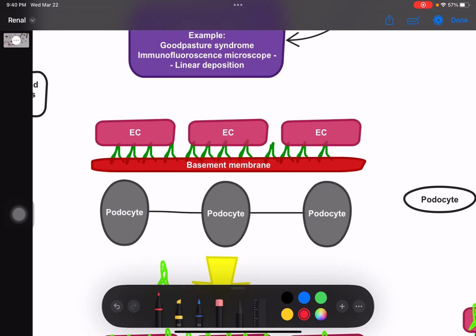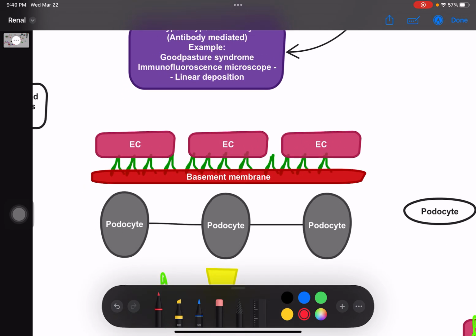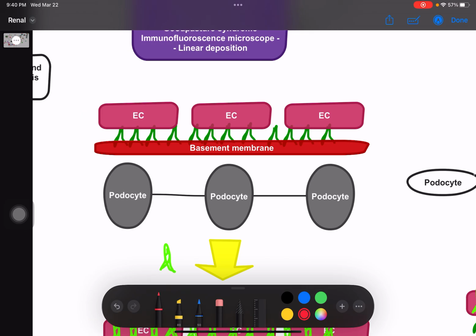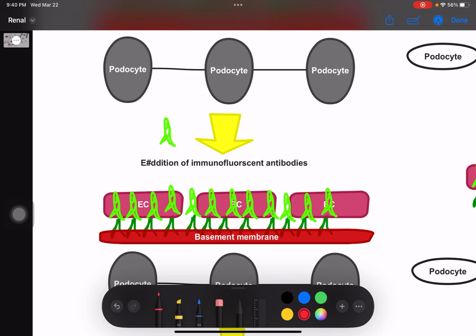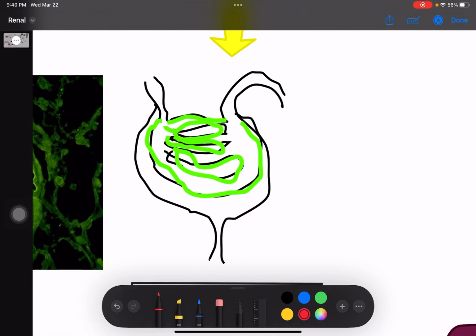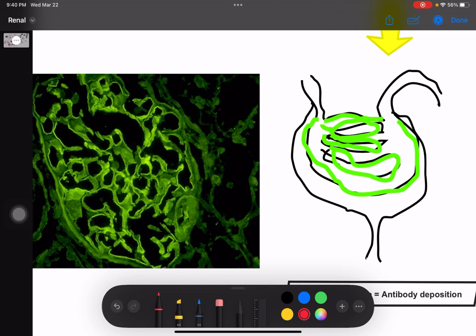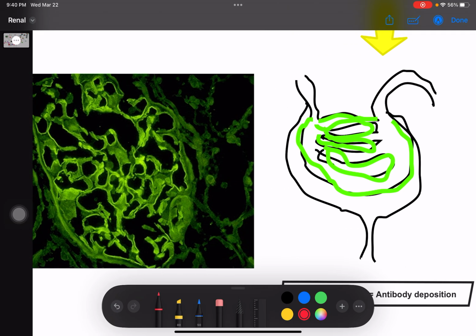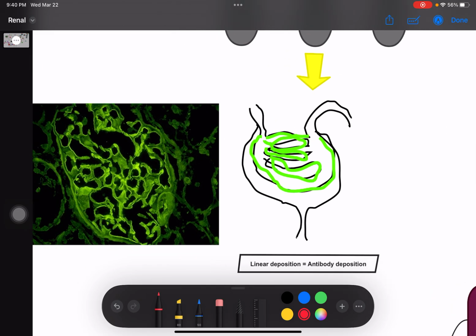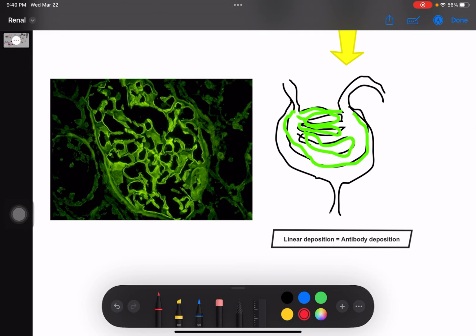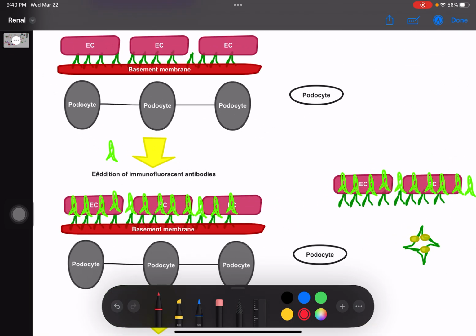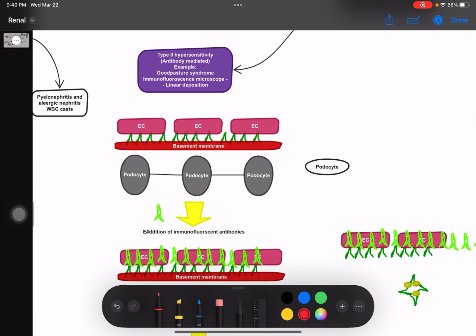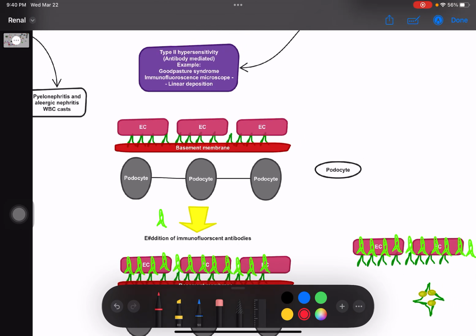Now, the important thing here is that we have antibodies against the basement membrane, and if we apply immunofluorescent antibodies on top of those autoantibodies of the basement membrane, in the microscope we can see a linear deposition of antibodies. So it's going to be linear. It's not going to be interrupted or anything. This is interesting from a pathological point of view, but in diagnostics it's not usually used. So the only linear deposition of antibodies is in type 2 hypersensitivity reaction, which is Goodpasture syndrome.